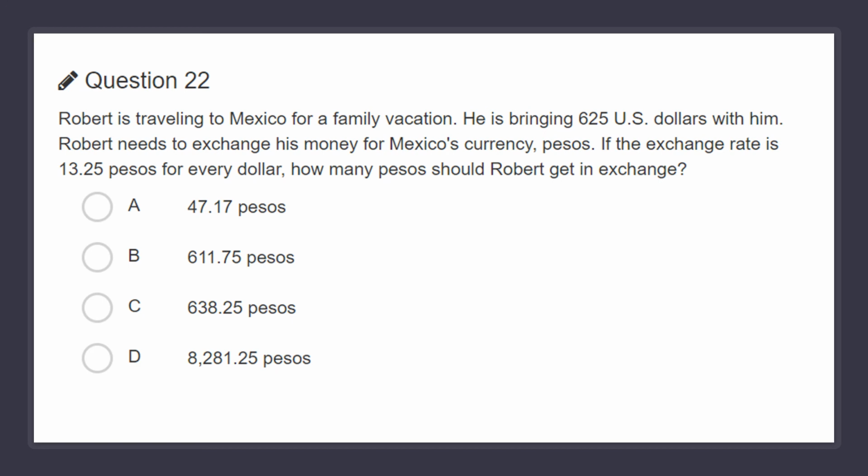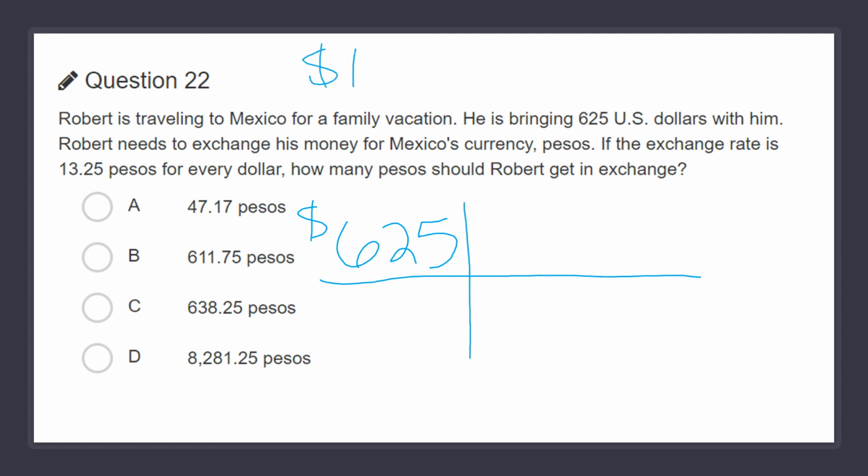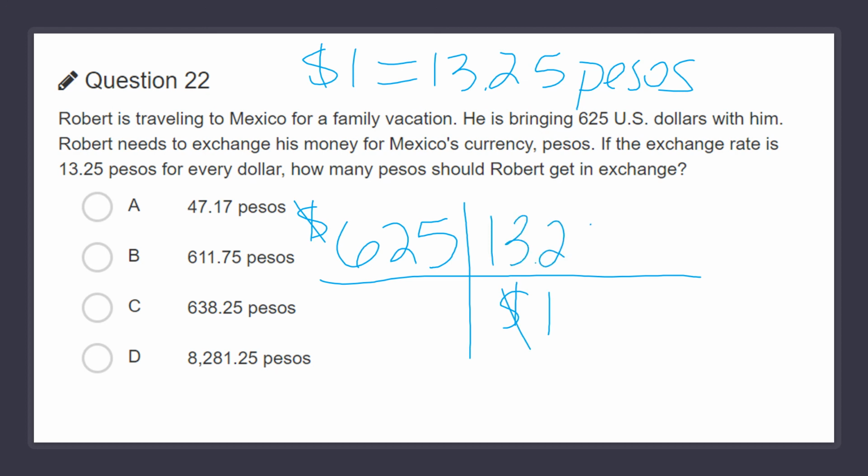All right, well, let's see. He is starting with $625. And because it's US dollars, you could write US dollars, but I'm just going to use a dollar sign. And we do know that $1 in US money will get him 13.25 pesos. So that is what we're going to use. And I'm going to put that $1 in the bottom. That way the dollars will eliminate, and that will leave me with pesos.